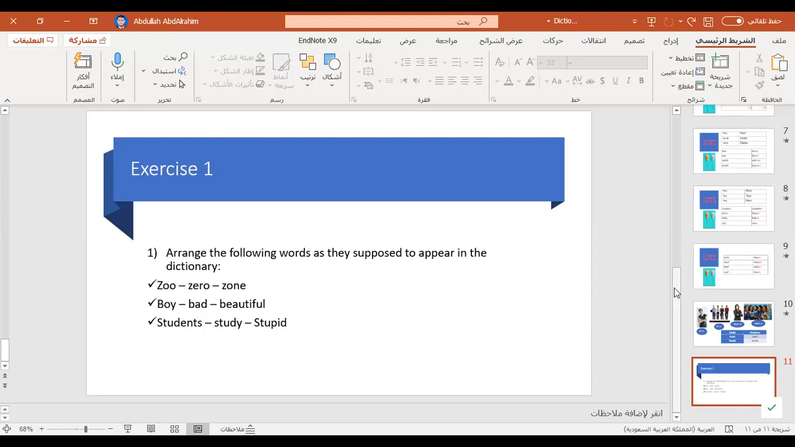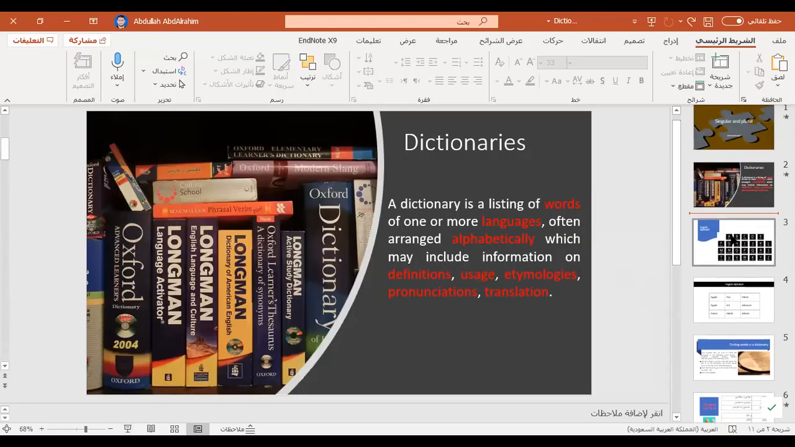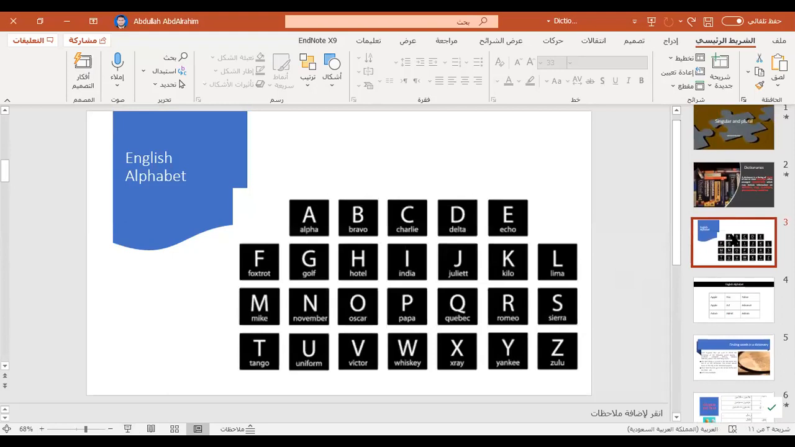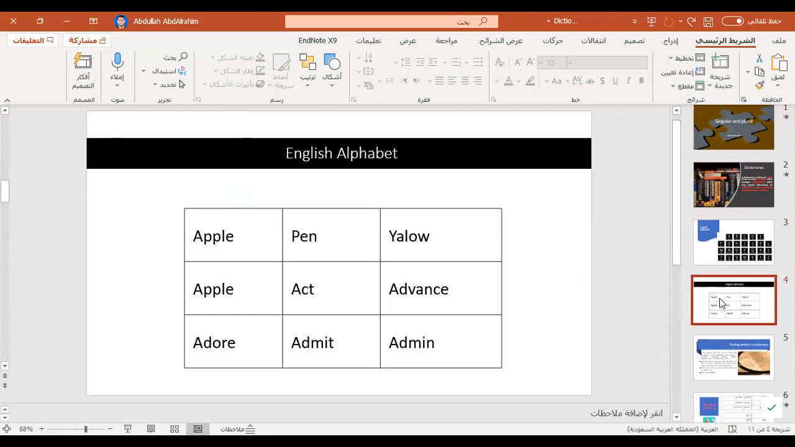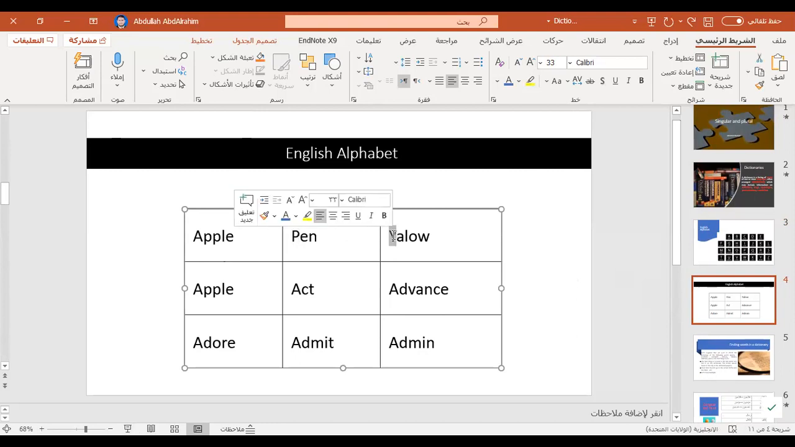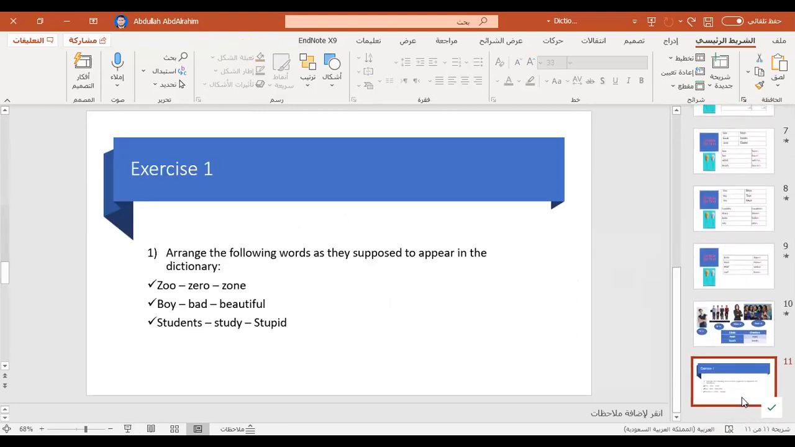Just remember the rule that the dictionary arranges words alphabetically. So as in this example, the word apple starts with A, the word pen starts with B, and the word yellow starts with Y. Okay? Now, which word would the dictionary put first? Yes, apple. The same thing you need to do with this exercise. Thank you very much.